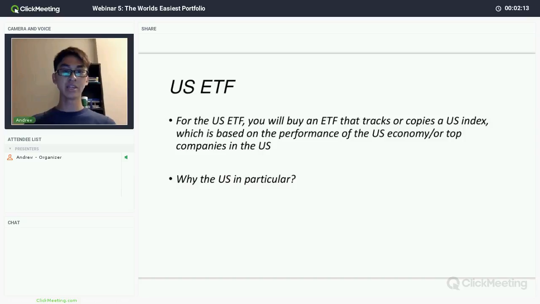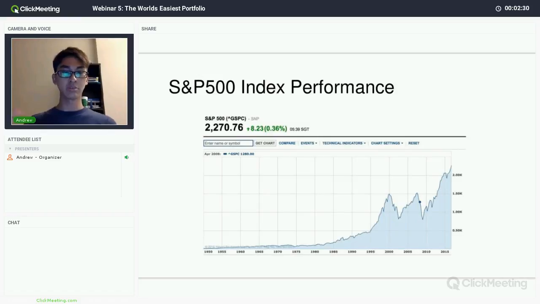The second ETF that you will buy is a US-based ETF, or an ETF that tracks or copies a US index, which is based on the performance, of course, of the US economy or the basket of companies in the US. So why the US in particular? Well, you just need to look at one index from the US, which is the S&P 500, and this is the index performance since 1950 all the way up to this year, 2017. You can see that despite various dips and falls, for instance in 2008 and 2002 or 2003, because of various financial crises, the index has risen tremendously.